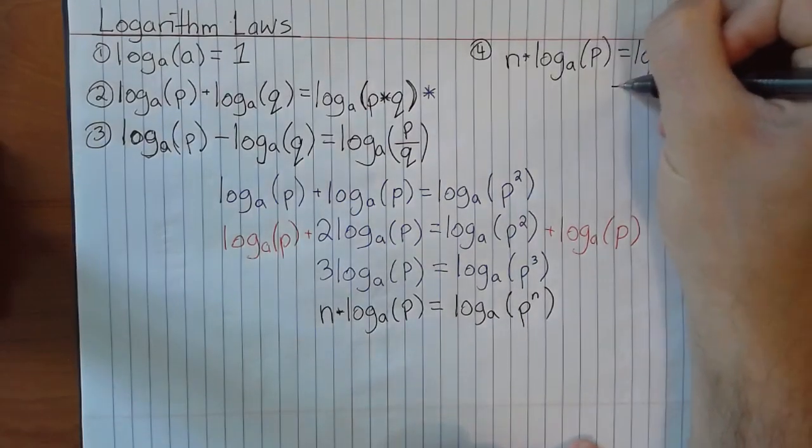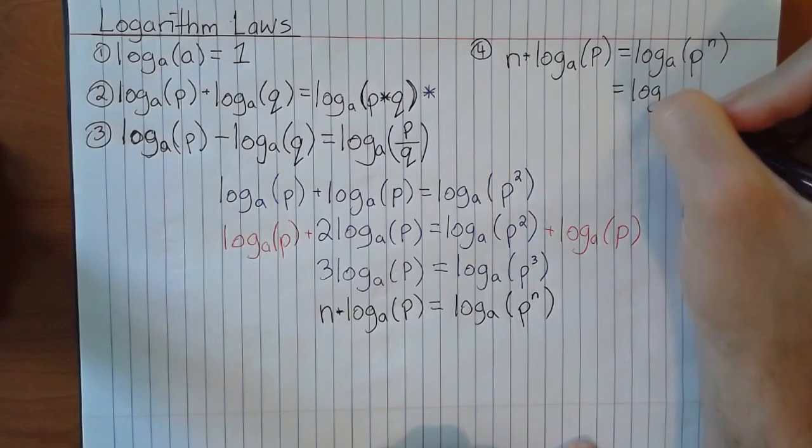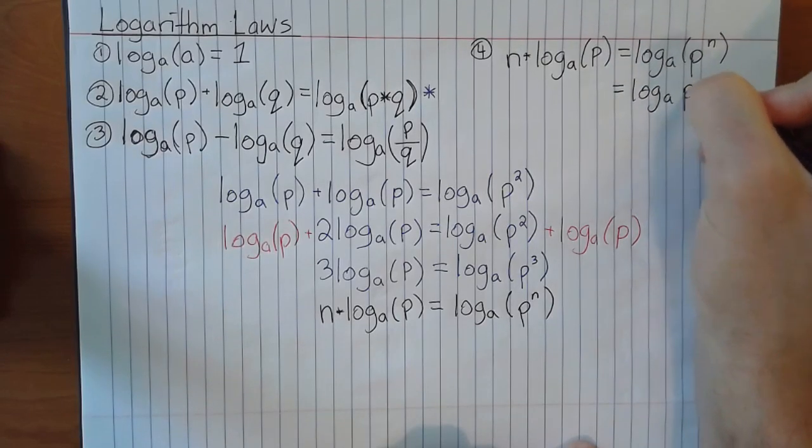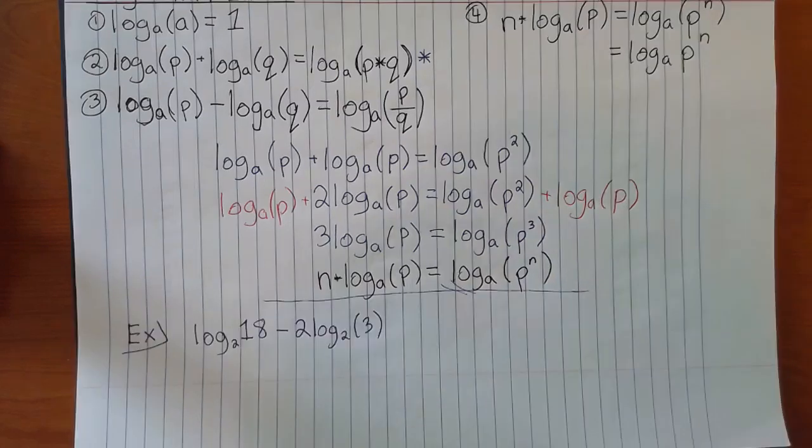And sometimes, just to keep you from getting confused later on, you might see this written as log base A of P to the n like that without the parentheses. It means the same thing, so try not to let that confuse you. Let's try an example here to end off this video.